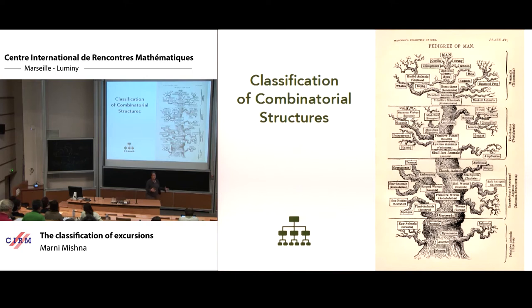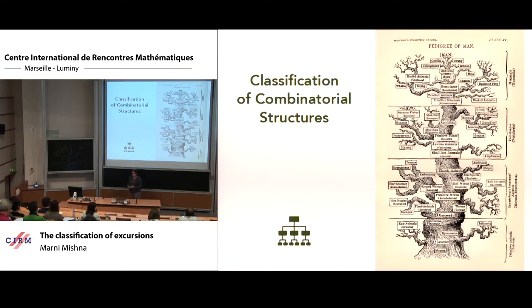Okay? So there's a lot of different ways you could do that. You could ask, what is the computational complexity of recognizing something in your combinatorial class? What is the computational complexity of generating an element in your class? And I'm going to concentrate on an enumerative question. That's somehow how we're here.